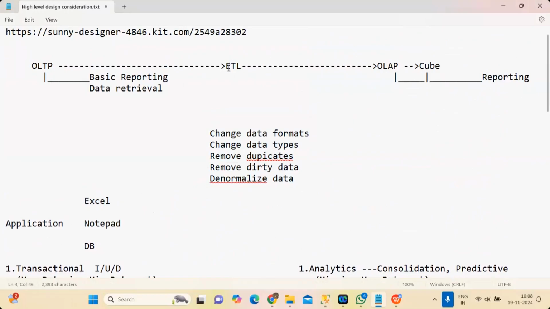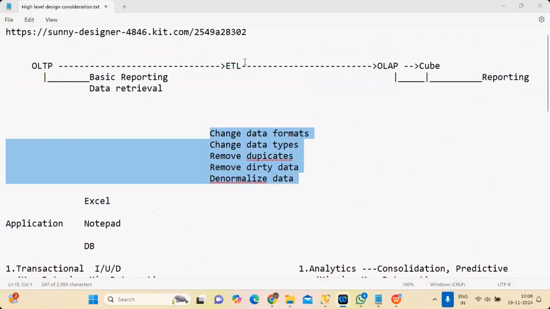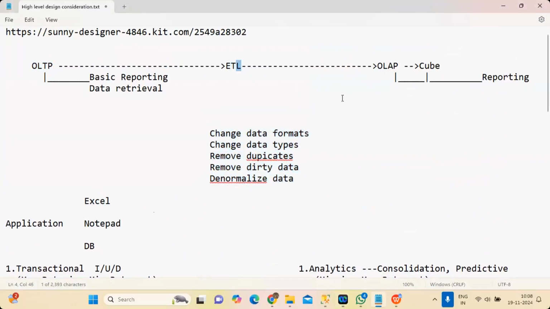What does ETL stand for? Extract data from the transactional system, then transform the data, make changes to the data. What are the changes? These are the possible changes. After making the changes, load the data into the analytical system. So extract, transform, load.